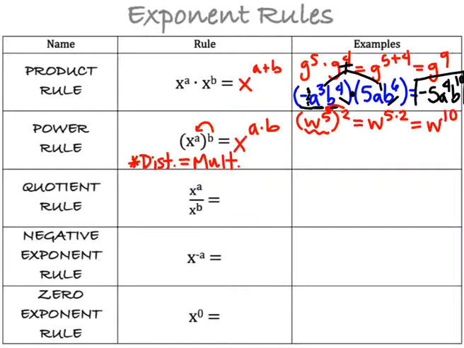One more example, I want to make it a little bit trickier, putting in some coefficients. So in parentheses, negative 4 times x to the 3rd power times y to the 4th power, and then I want to raise that to the 2nd power.